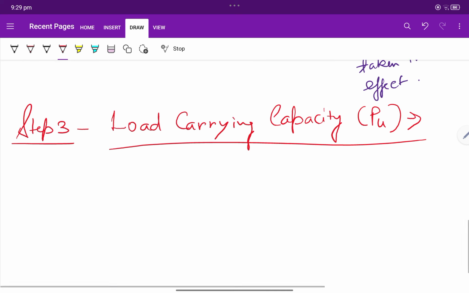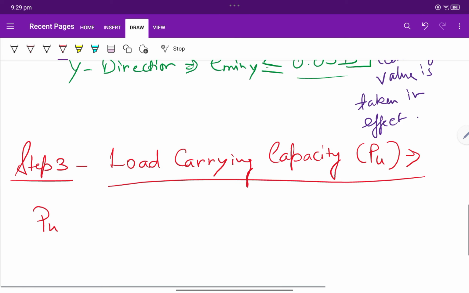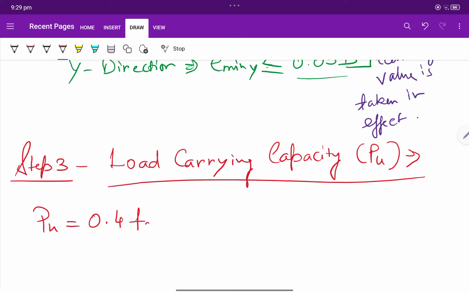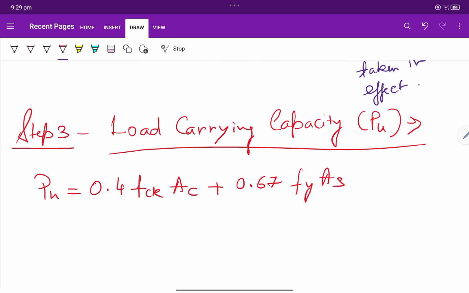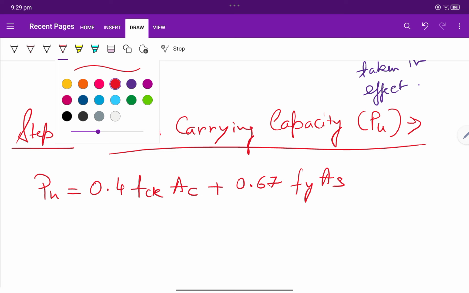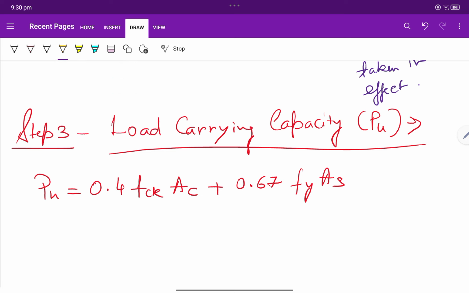Okay, see here, Pu is equal to 0.4 fck Ac plus 0.67 fy As. So mainly we have to calculate the As, the area of steel. Here fck we know, fy we know, Ac is the area of concrete.